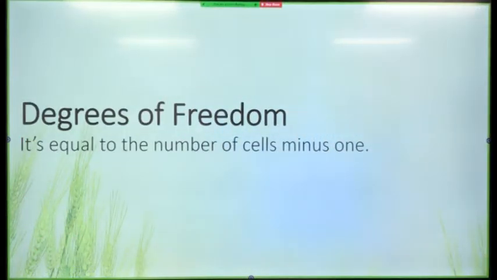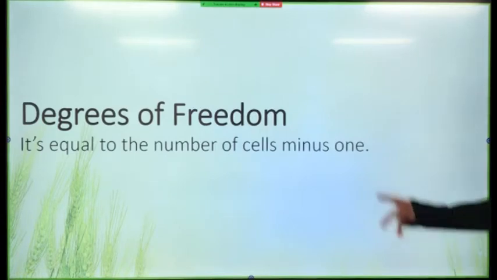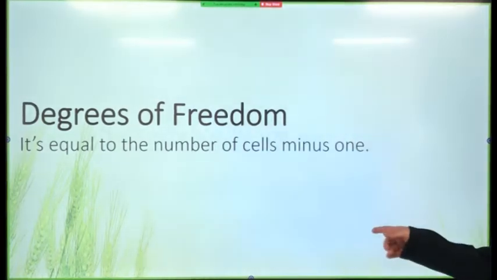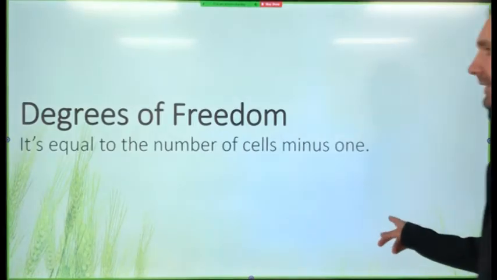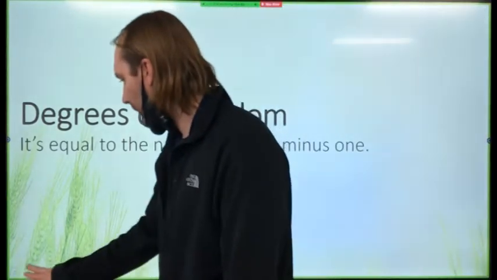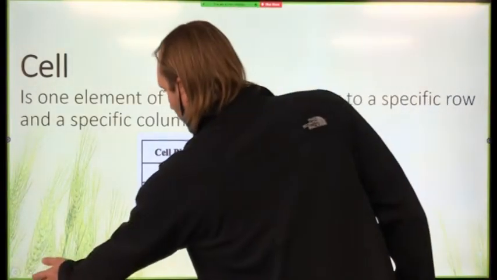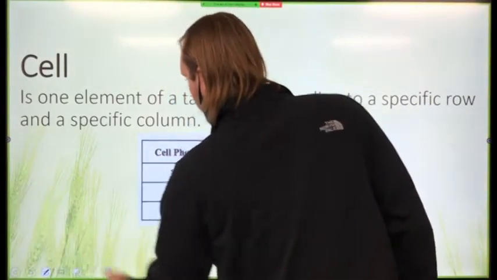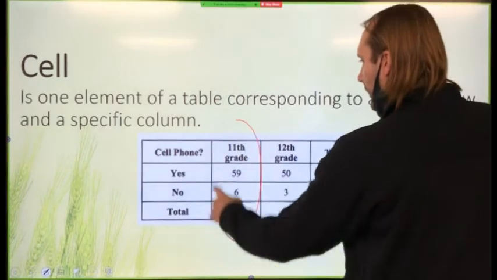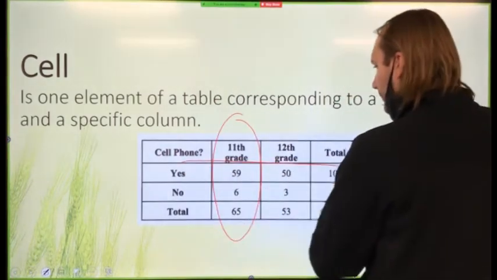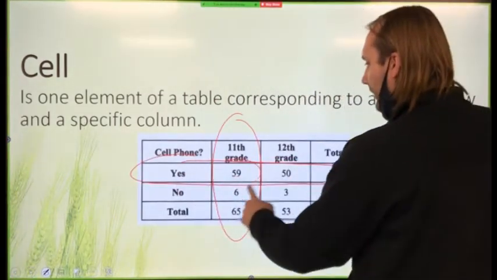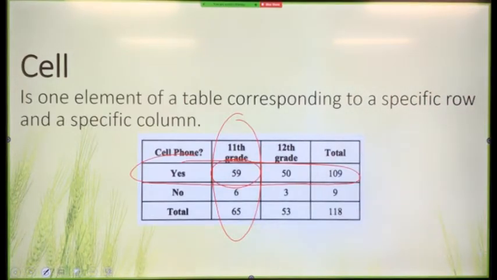We have a term that changes a little bit. Same term, degrees of freedom, but now it equals the number of cells minus 1. Now notice I mentioned cells twice. What in the world is a cell? A cell is one element of a table corresponding to a specific row and a specific column. So we have a column, we have a row. That would be one cell right there.